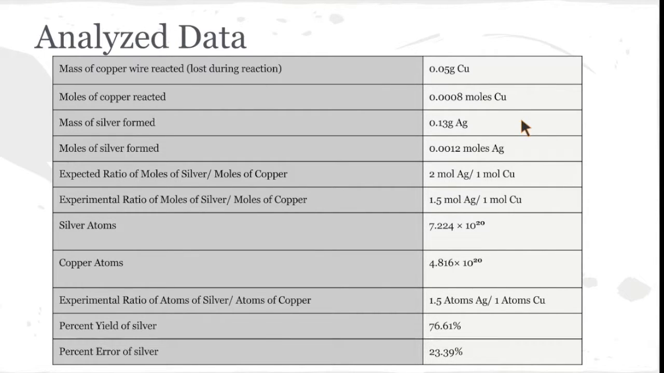The expected ratio of moles of silver to moles of copper was 2 to 1, which proved the presence of copper 2 ions rather than copper 1 ions. The percent yield of silver was 76.61%, and the percent error of the silver was 23.39%.